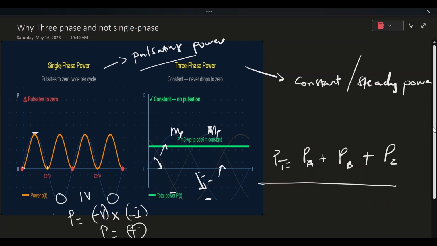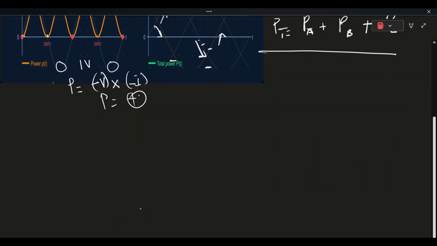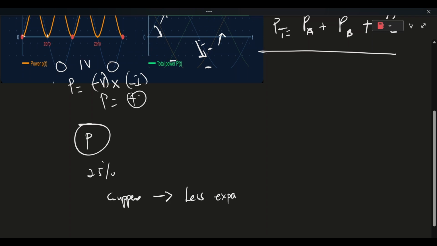So now another advantage of the three-phase power over the single-phase power is that to transfer a given amount of power, let's say P, you would require 25% less copper when using the three-phase system as compared to the single-phase system. So that is to say that in buying less copper, that means less expense, while you are still able to transfer the same power.